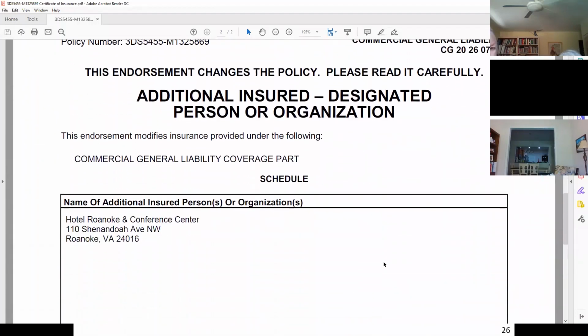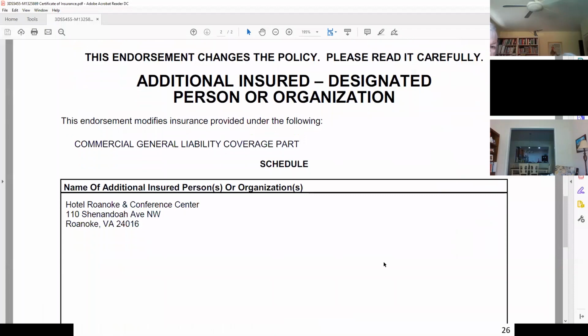All right, so now you'll see additional insured, right? So under additional insured, it has Hotel Roanoke and Conference Center. So this event that I had was held at the Hotel Roanoke Conference Center in Roanoke, Virginia. And the reason that they are added is because if there's a claim made against me, there's a really good chance that the claim is also going to be made against the venue.